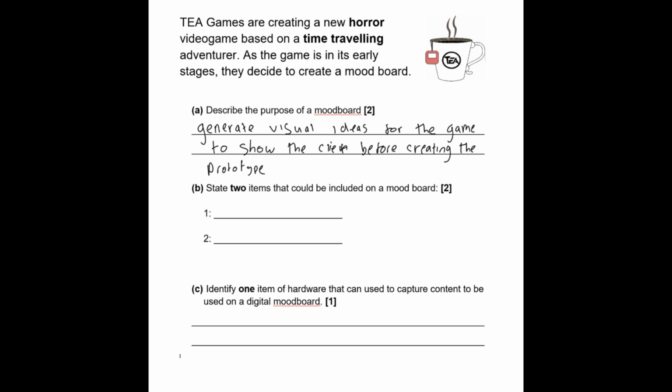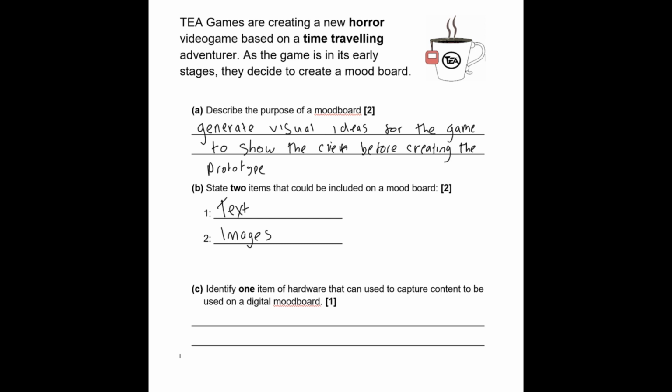Now, question B says state 2 items that could be included on a mood board. So we go simple again, so we say text, images. Now, for a game, we could have said things like images of characters. You know, we could have said text, we could say fonts as well.